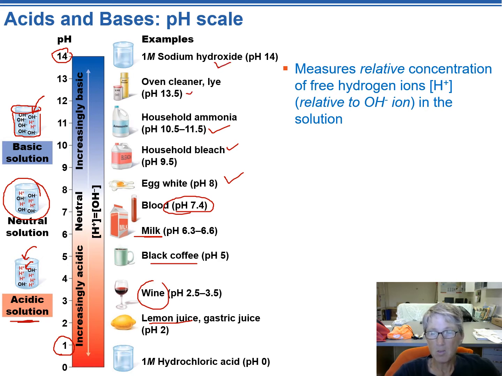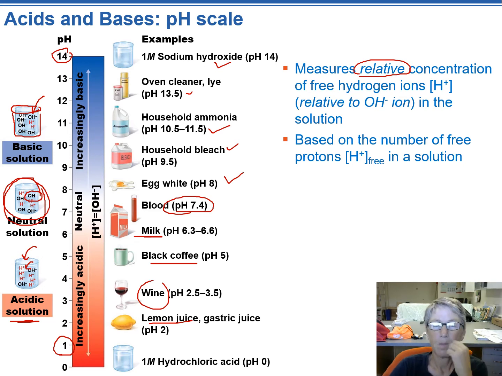So the pH scale, what does it do? It measures the relative concentration of free hydrogen ions relative to the hydroxide ion in the solution. So for example, in the neutral solution over here, the free hydrogen ion relative to the free hydroxide ion is the same. It's equal. 1-to-1 ratio. The pH scale technically is based on the number of free protons or free hydrogen ions in a solution.